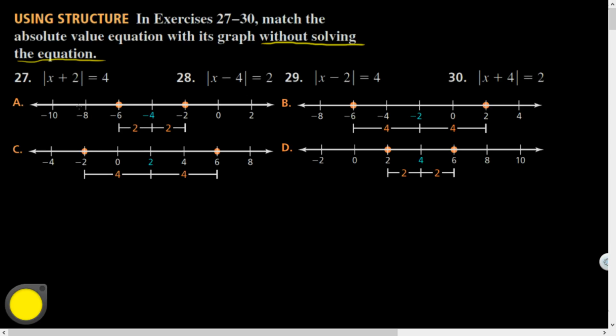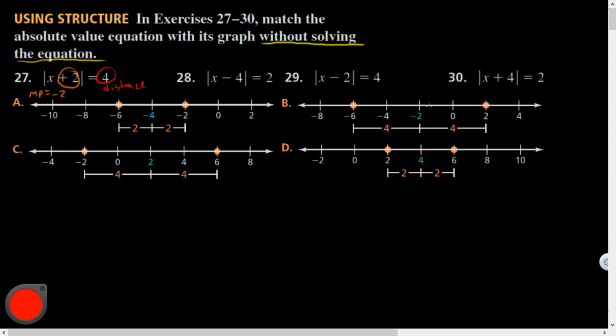We practiced this a little bit. I had my absolute value grapher on Desmos the other day, and one of the things we realized was that the midpoint was the opposite of this. So -2 was the midpoint of my graph, and the distance my solutions were from that midpoint was this number. So which of these graphs have a midpoint at -2, the opposite of +2, and then solutions 4 units away from it?